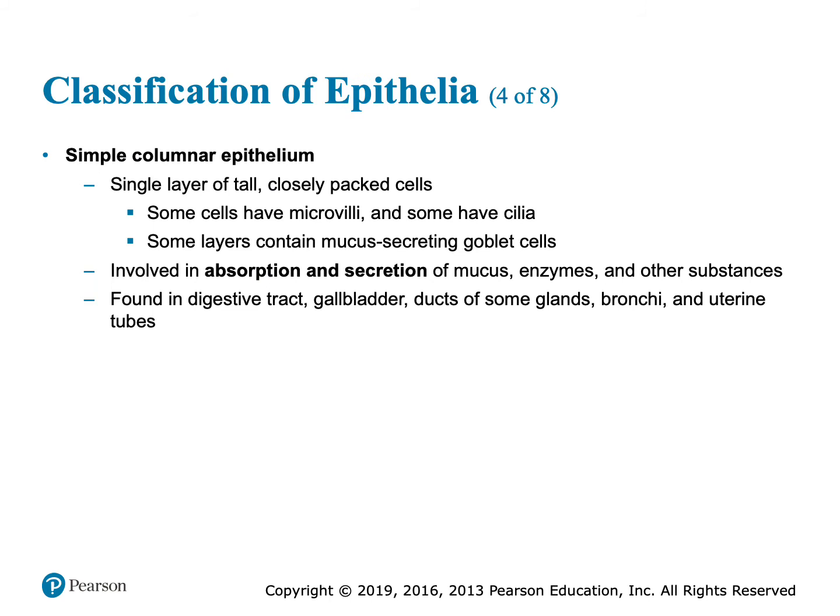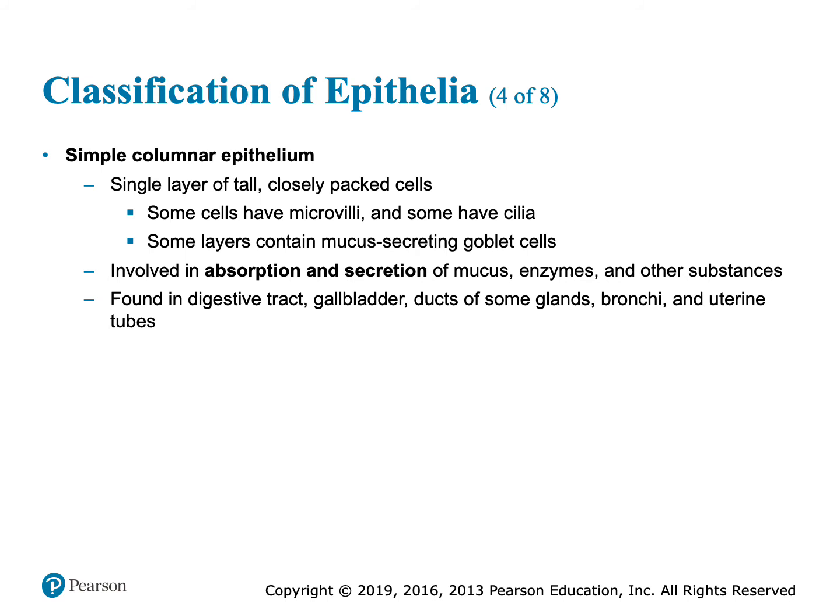Simple columnar. We just looked at those guys. Also involved in absorption and secretion. Simple, so single layer. Columnar, they're tall. Now, these guys, sometimes they're going to have extra stuff on top. Also, we're going to see in lab, in between these simple columnar cells, sometimes you're going to see something called a goblet cell, and they secrete mucus. They don't take up stain because they're full of mucus, so they're clear.